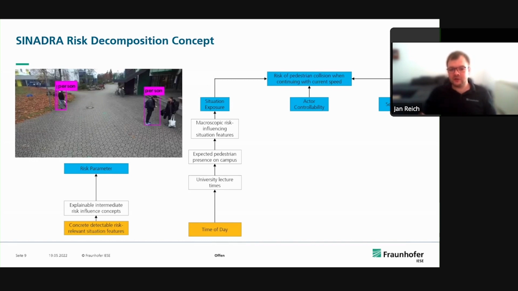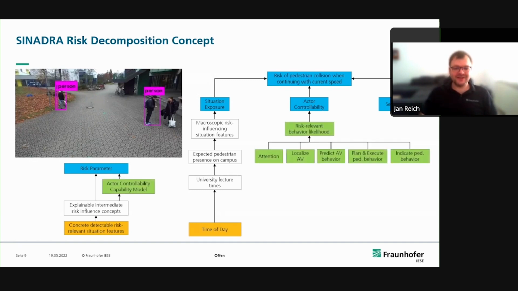So independent of our local sensor techniques, we can still get an idea about the macroscopic risk here to a certain extent. But this is obviously not sufficient. And if we detect a particular person, like the right person here that is playing on his mobile phone or looking at his mobile phone and not looking at the AV, that's the important thing, then we can try to reason about the controllability of this particular actor. And how can we do that?